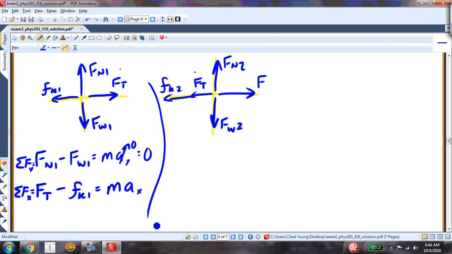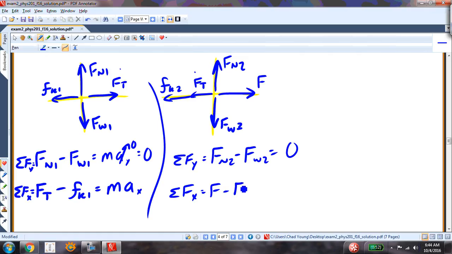Can do the same over here. Sum of the forces in the y equals Fn2 minus Fw2. That's equal to 0 because the acceleration in the y direction is 0. And the sum of the forces in the x is F minus Ft minus Fk2. That's equal to m ax. And ax is going to be the same for both blocks. They accelerate at the same rate.